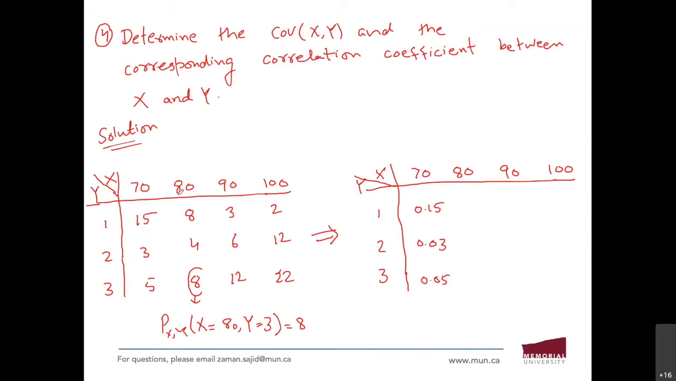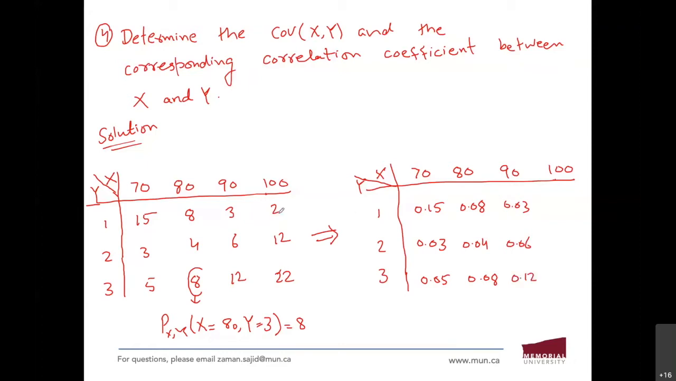Now in terms of 80, we have 8 divided by 100, you get 0.08. Here we have 0.04. This is 0.08. Again, 3 divided by 100, we have 0.03. 6 divided by 100, 0.06. 12 divided by 100, we have 0.12.